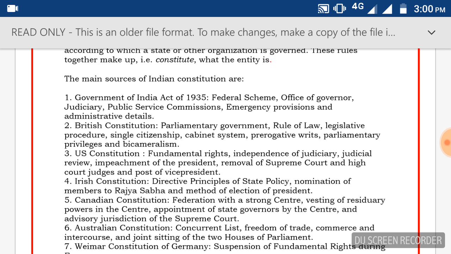Next is the office of governor. The governor is the head of state, and that is the federal unit. And third is judiciary. Next is public service commission. Emergency provisions and administrative details. What was copied from the British constitution?